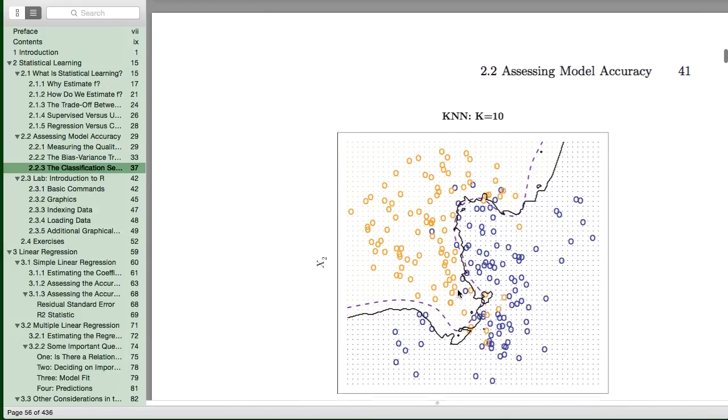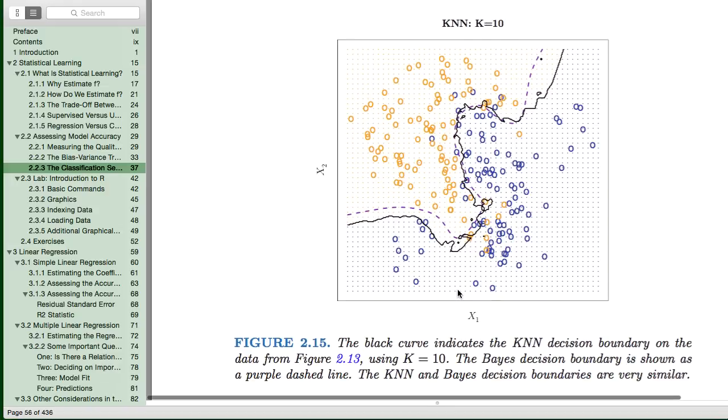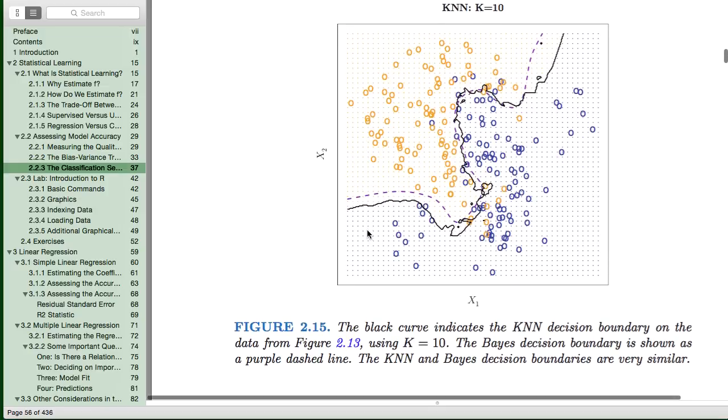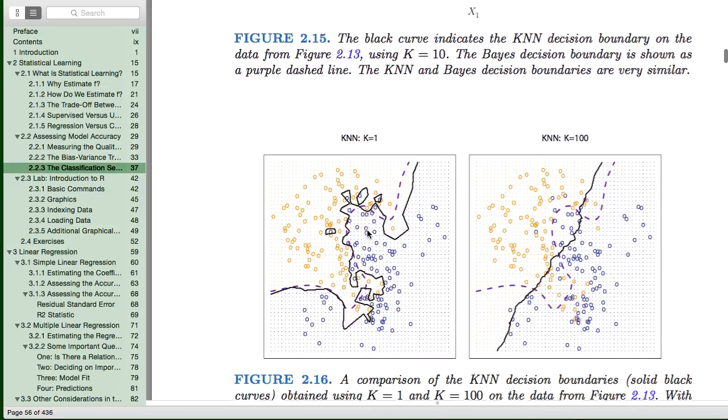Here, we'll look at some pictures. Here's the KNN decision boundary and the Bayes decision boundary. And you can see using k equals 10 on the picture that we first looked at to learn about the Bayes decision boundary. The Bayes decision boundary is shown here as this purple dashed line. The black line is the KNN decision boundary, and they're amazingly close together. And the error rates are quite similar. The error rate for KNN comes very close to the optimal error rate.